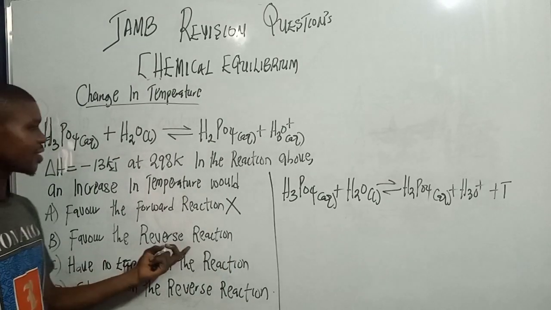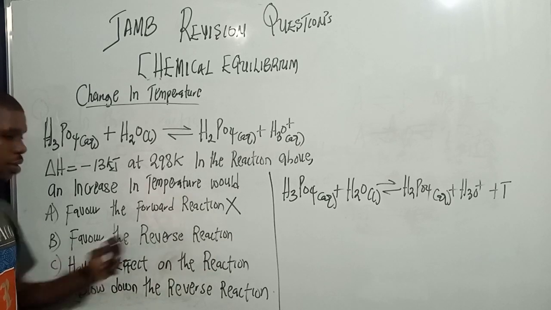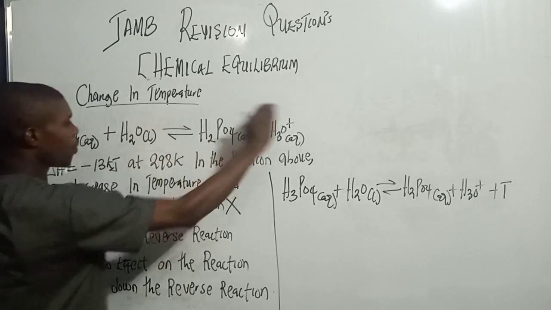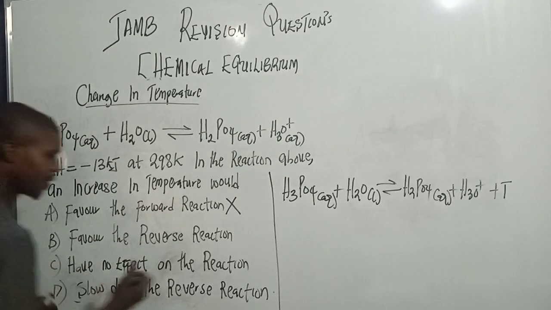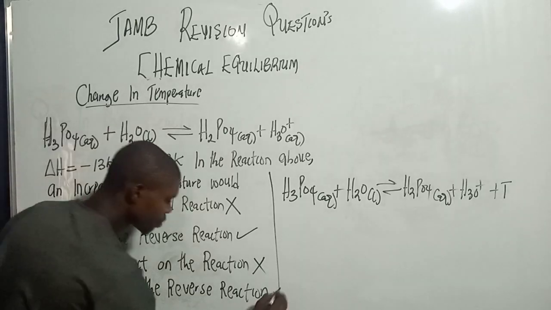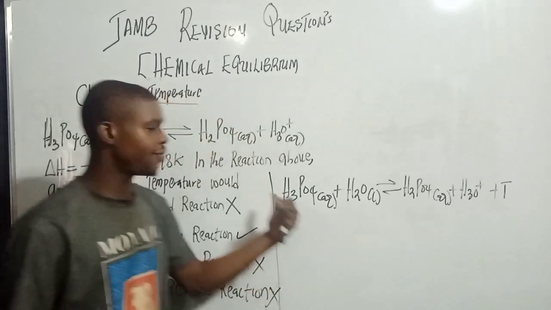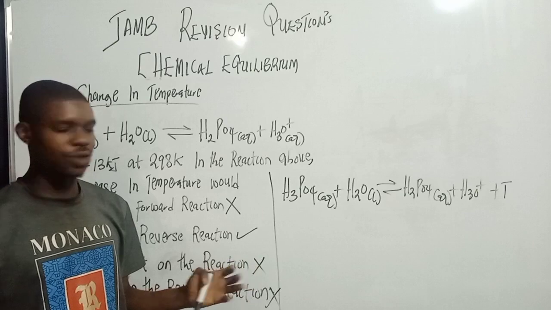It favors the reverse reaction, which is the opposite reaction. Remember, here we have forward, and here we have a reverse reaction. So the answer is B. They have no effect on the reaction? No. Then slow down the reverse reaction? No. So an increase in temperature here will favor the reverse reaction, which is the backward reaction. Hope you understand.